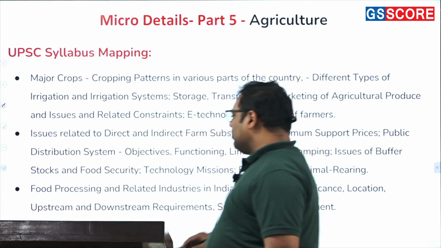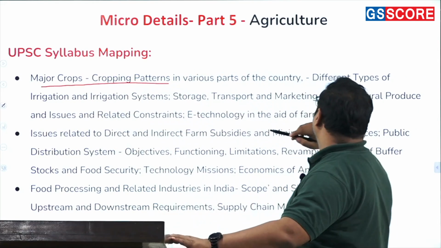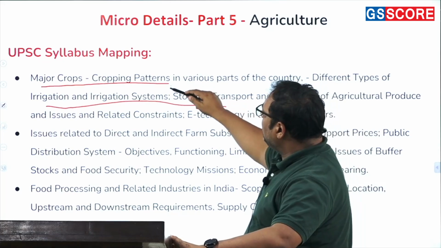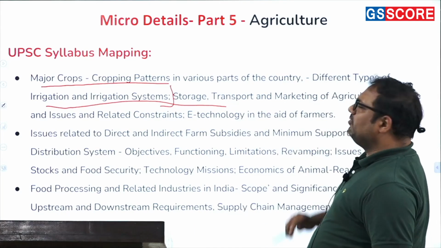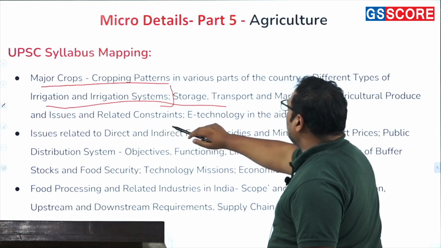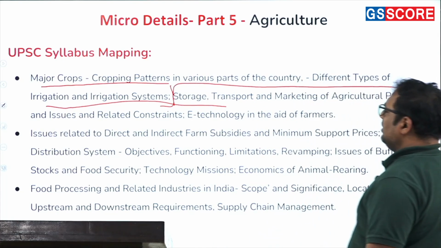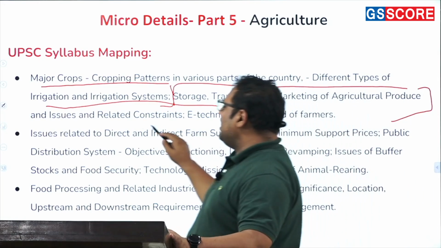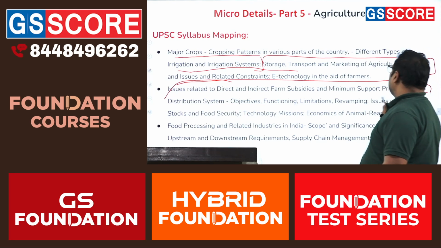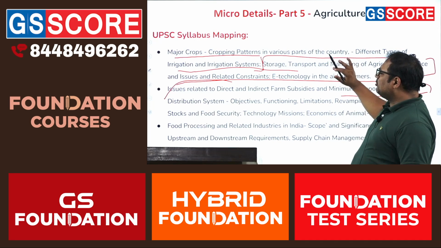Now if you look at the UPSC provided syllabus, we start with the major crops and the cropping pattern, and then the irrigation system. So far we are talking about production systems. Then storage, transport, market and related constraints, e-technology in aid of farmers. This is somewhat post-production. And then there are other agriculture policies where we talk about MSP and PDS. Likewise, you can go through this UPSC syllabus, and it is quite well written.